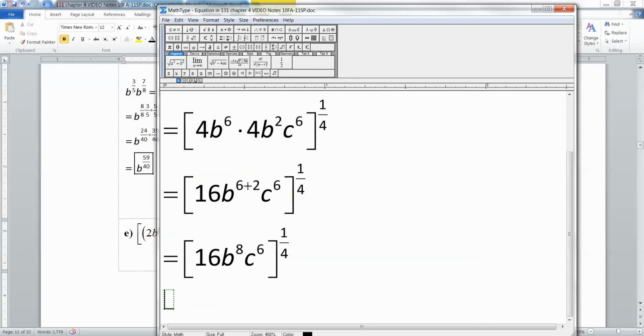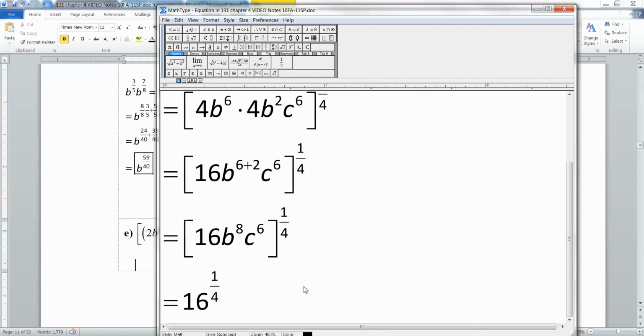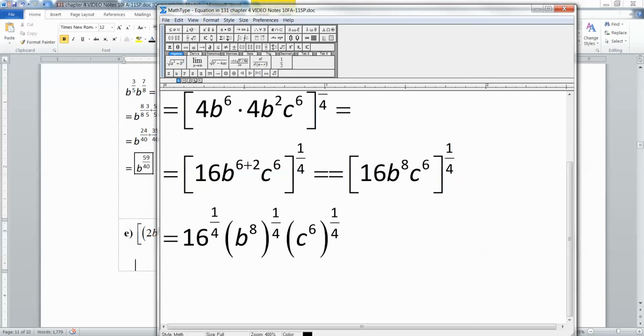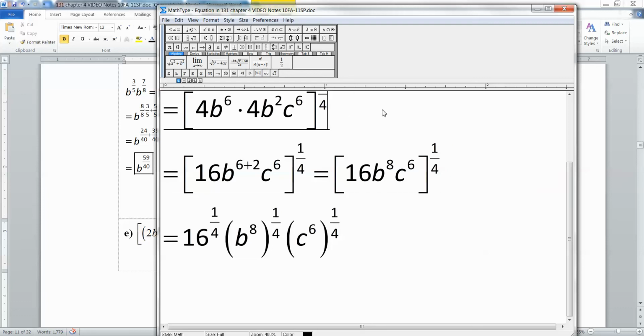All right, now I've got to distribute that 1/4 power and simplify. So this is 16 to the 1/4. Then it's b to the 8 to the 1/4. And then c to the 6 to the 1/4. I'm going to simplify that. Actually, I'm going to put this one here just to save myself some room.